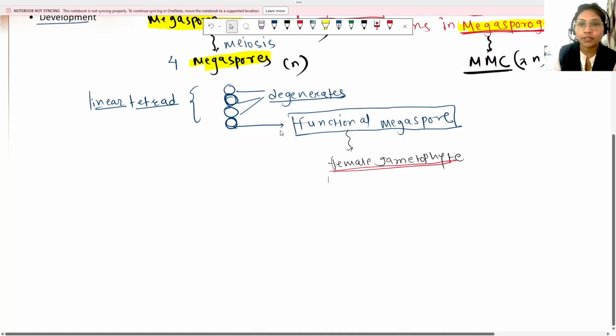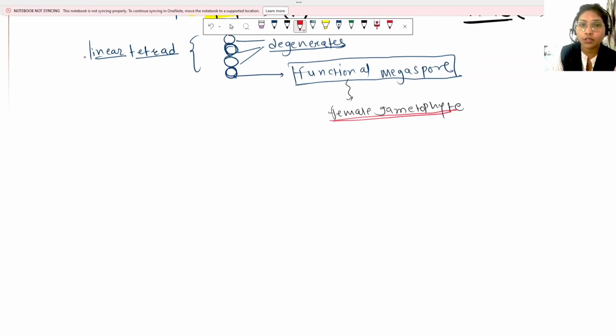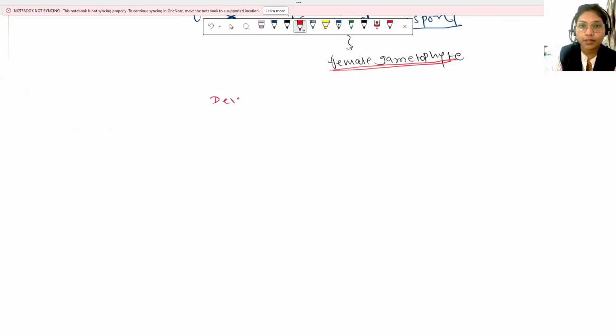Now how does this female gametophyte form from the functional megaspore? That will be the development. Now we are going to discuss the development of female gametophyte. How does this female gametophyte form? Female gametophyte is also known as embryo sac. Okay? It's an embryo sac. So first of all, we have a functional megaspore.